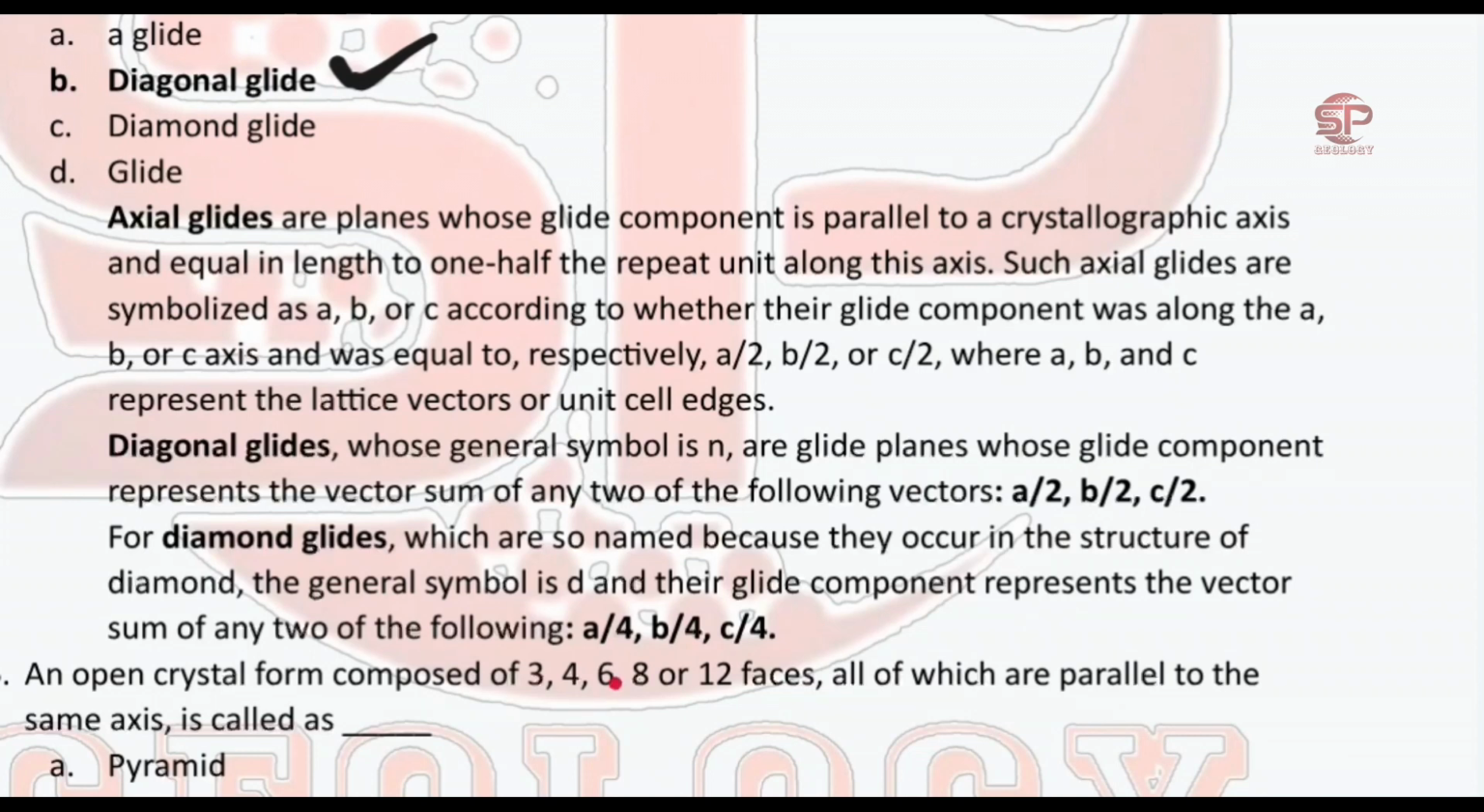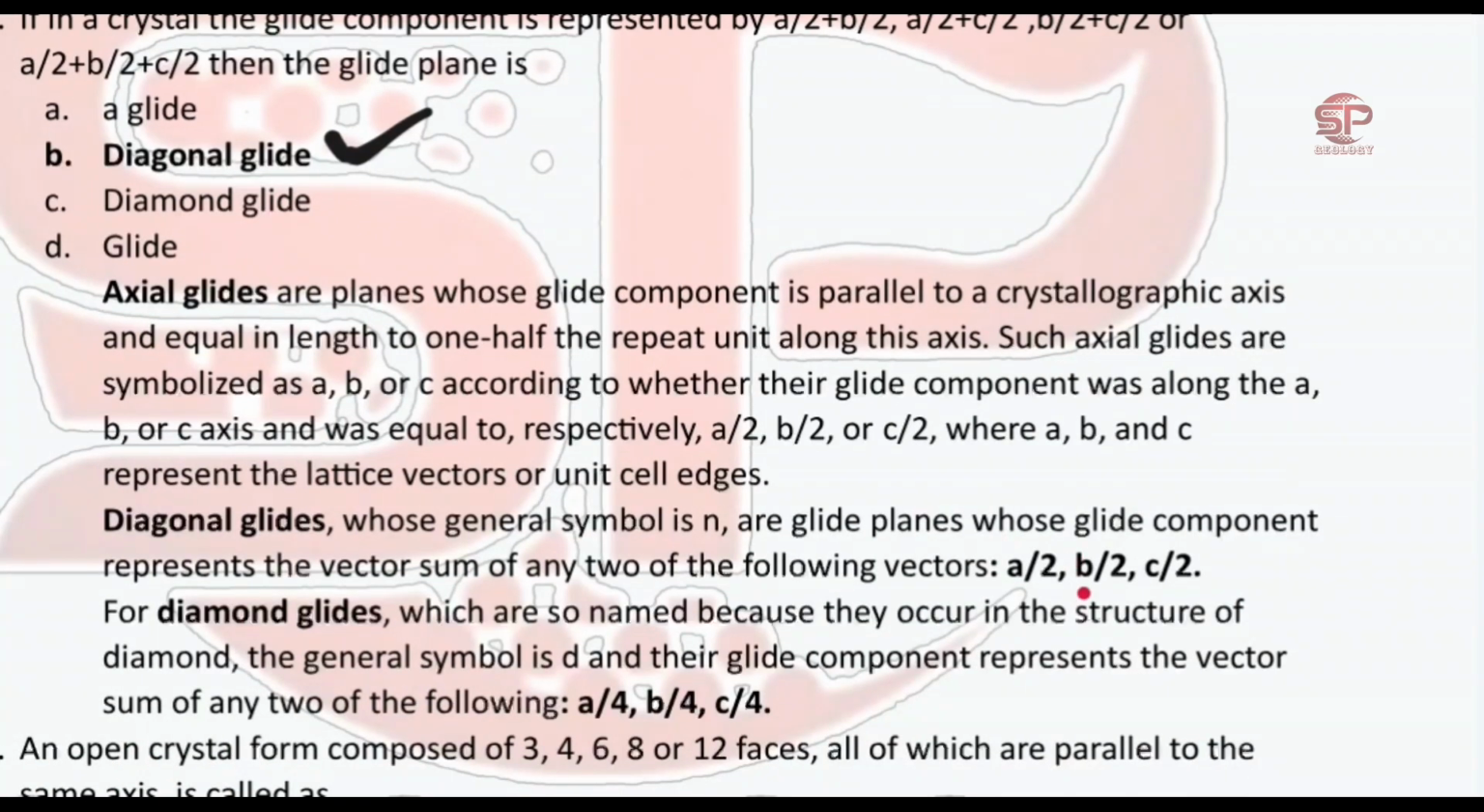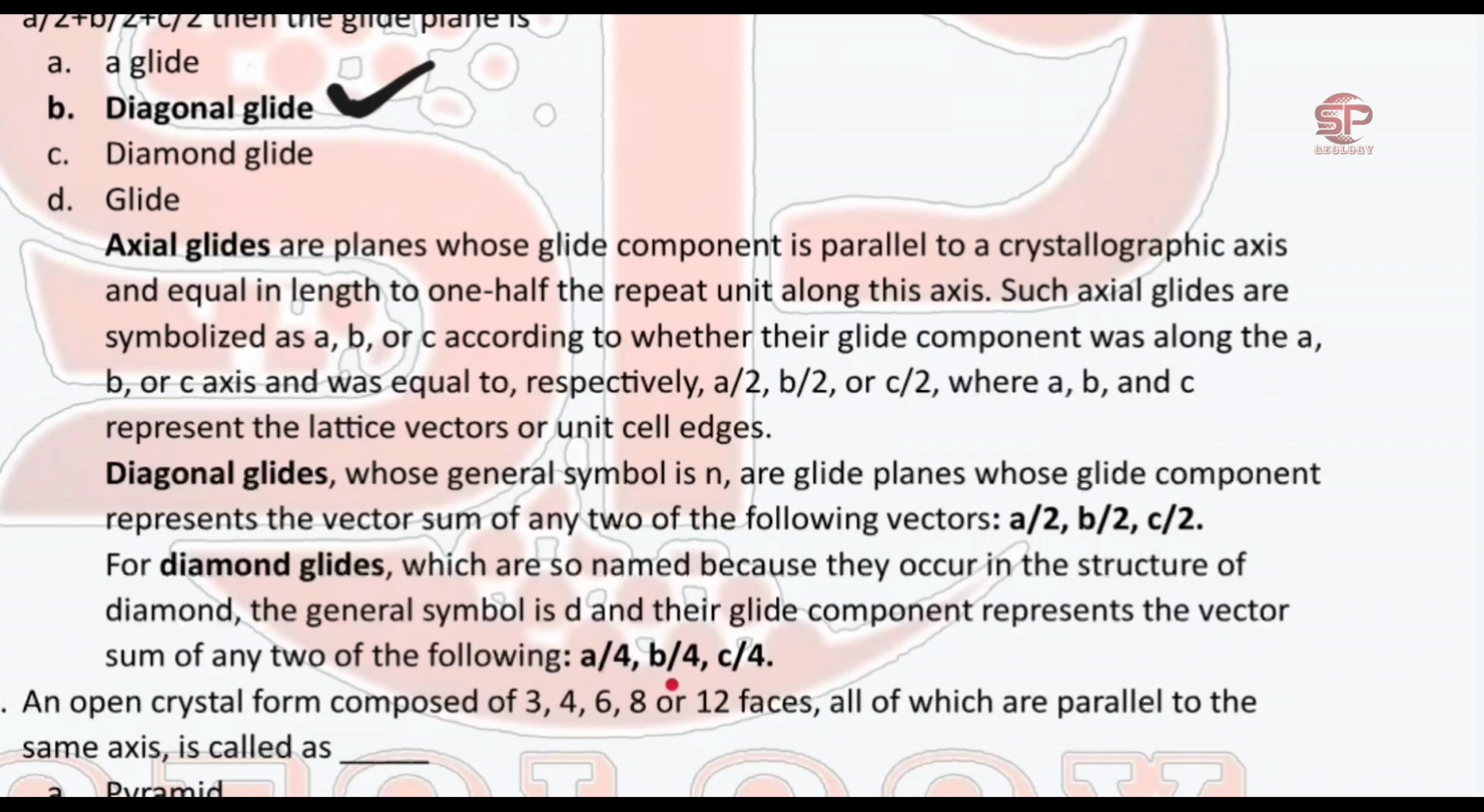Then in diamond glide, we take the components as A by 4, B by 4, C by 4, the summation of either A by 4 plus B by 4 or B by 4 plus C by 4. So for that it will be diamond glide. When the vector is A by 2 plus B by 2, it will be diagonal glide. If only A by 2 or B by 2, it will be either A glide or B glide, whatever you name it; that is the axial glide. Then in diamond glide, it will be A by 4, B by 4 and C by 4. You will find this in a book called F.D. Bloss.